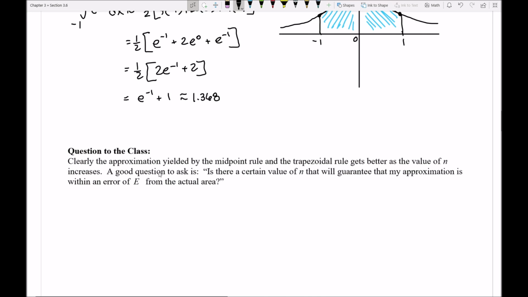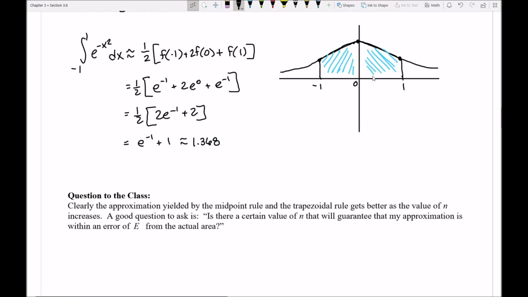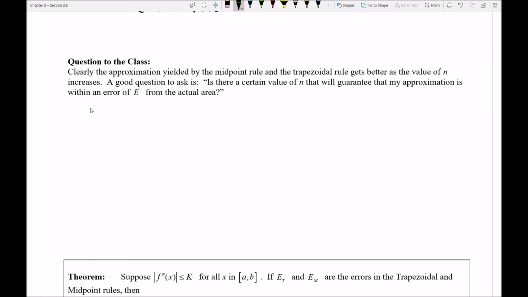But another good question to ask would be the following. If I'm trying to approximate areas under very difficult curves, then is there a certain value of n, a certain number of rectangles or number of trapezoids, that we could guarantee ahead of time would make an approximation that only has a difference, an error, in relation to the actual area of a fixed amount? Now, to answer that question, we're going to take a look at the following.